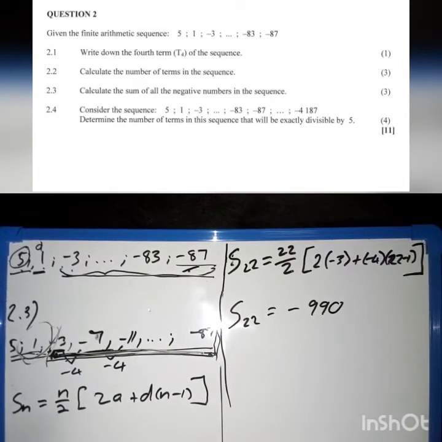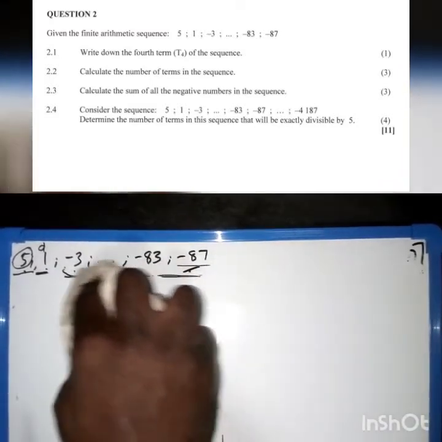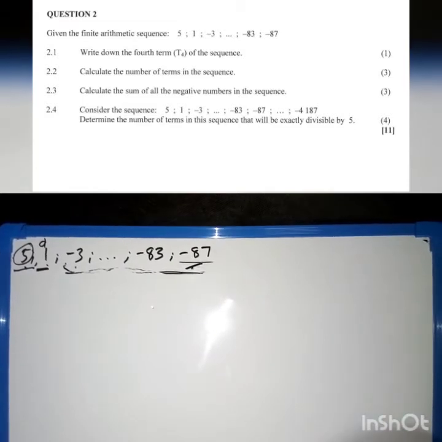Alright, cool. Moving on to question 2.4. Question 2.4 says calculate the sum. Consider the sequence 5, 1, -3, -387, and then it ends at -4,187. Let's say determine the number of terms in the sequence that will be divisible by 5.